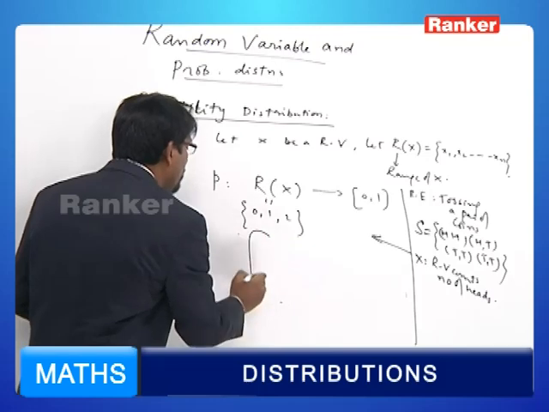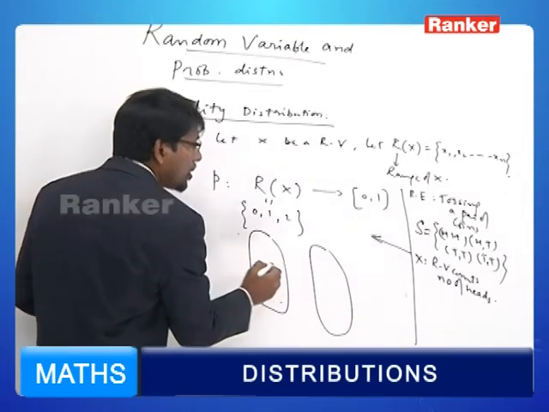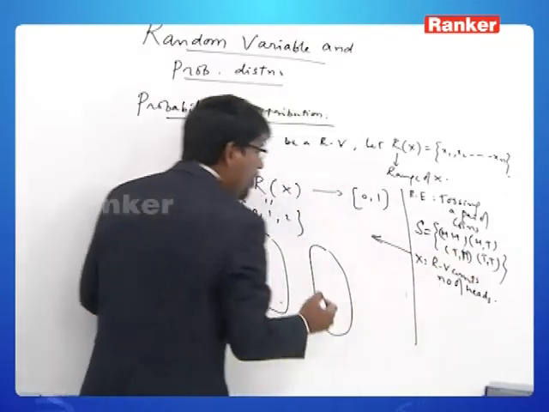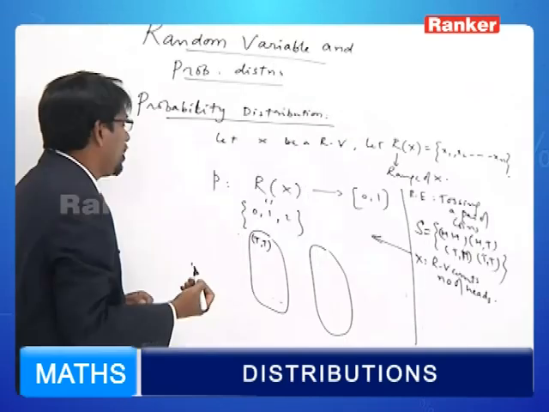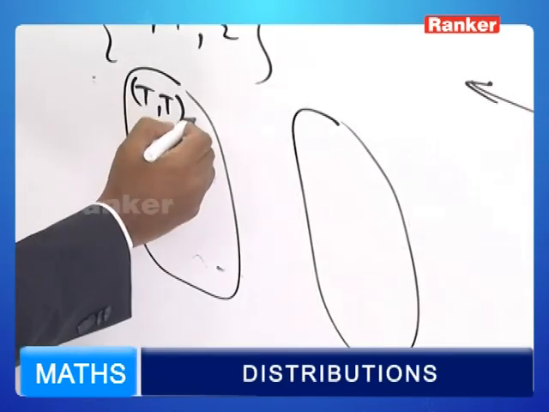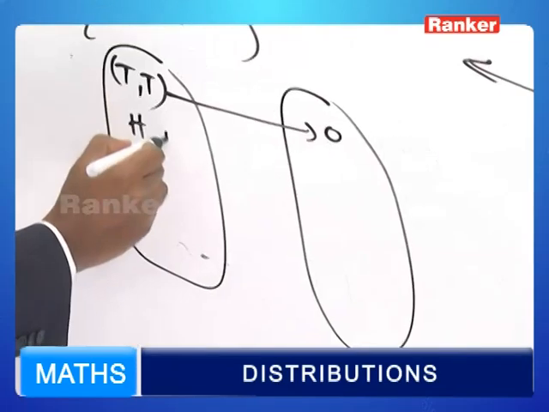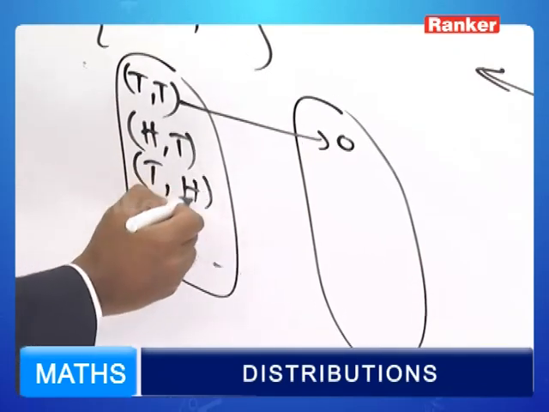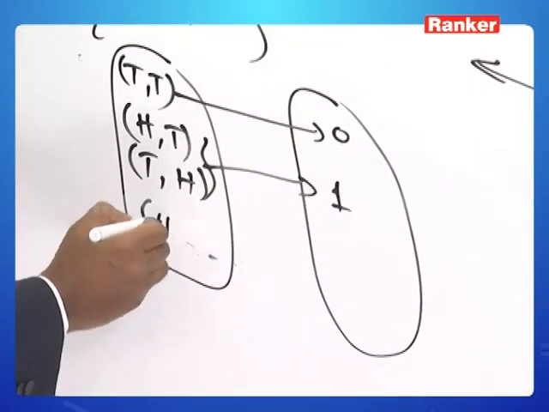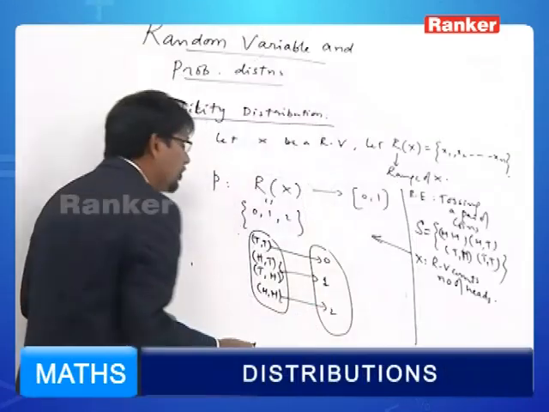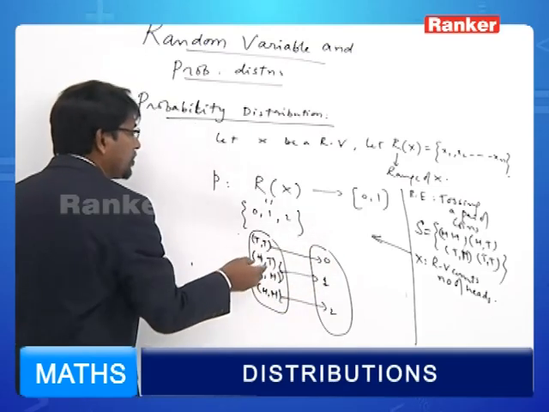Okay. Now what are all the sample points which are getting mapped to 0? Both coins showing tails will give the output number as 0. Then head, tail and tail, head: for both these outcomes, the number attached is 1. For head, head, the number attached is 2. So the only sample point mapped to 0 is tail, tail.